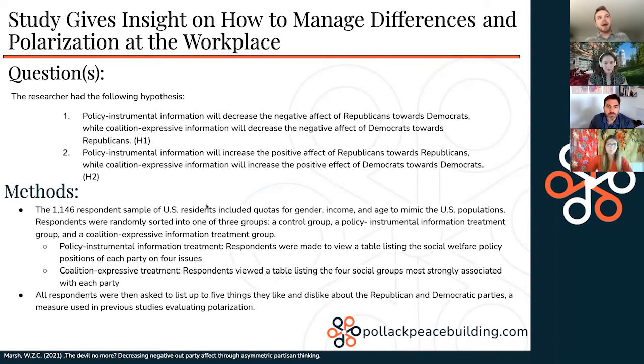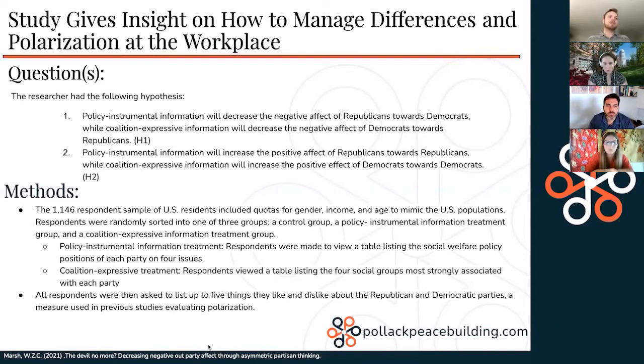One, that policy instrumental information, which we'll get onto in the methods section, will decrease the negative affect of Republicans towards Democrats, while coalition expressive information will decrease the negative affect of Democrats towards Republicans. And then the second hypothesis is policy instrumental information will increase the positive affect of Republicans towards Republicans, while the coalition expressive information will increase the positive effect of Democrats towards Democrats.